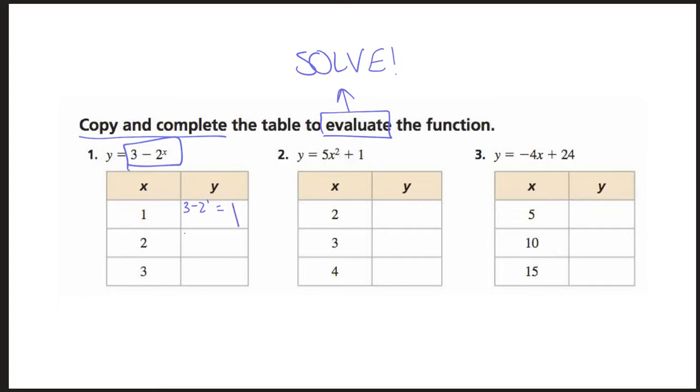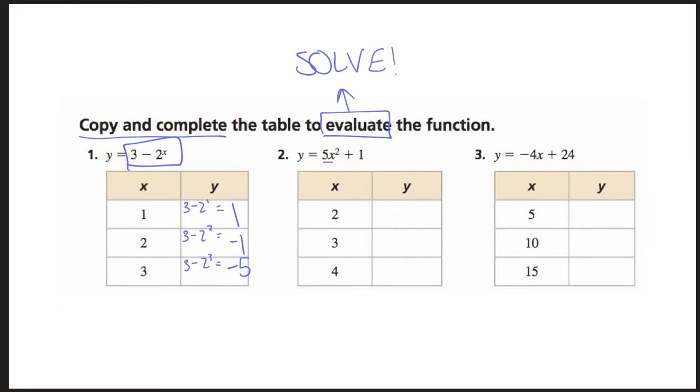So starting off, I have 3 minus 2 to the first is 1. 3 minus 2 squared, which is 3 minus 4, is negative 1. And then 3 minus 2 to the third, which is 3 minus 8, is negative 5. Not too bad. Let's go ahead and take a peek at this next one.